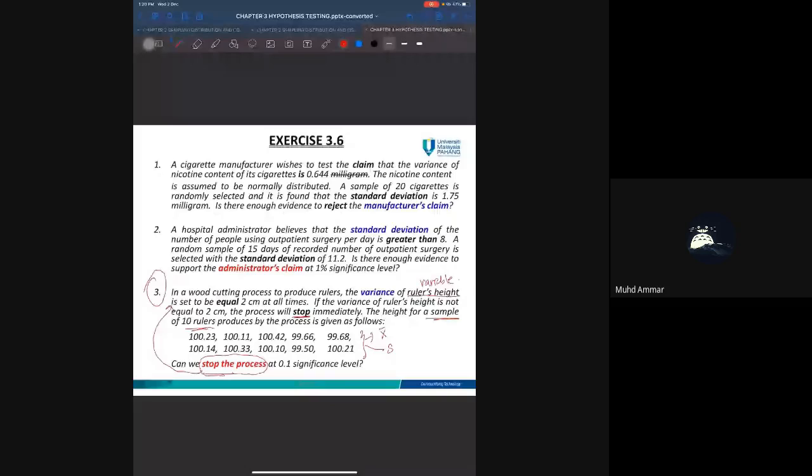Sigma square does not equal 2. I asked what the parameter is. It must be sigma square, because it was mentioned that it is the variance of the ruler height.